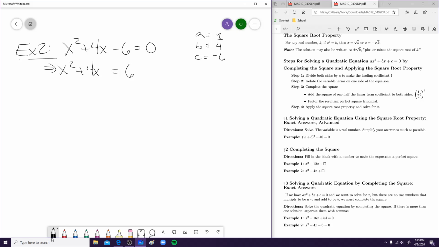And now we want to complete the square. So we are going to take this b. So off to the side we have 4. We want to divide it by 2, and then we're going to square it. So 4 divided by 2 is 2. 2 squared is 4. And so we're going to add 4 to both sides.